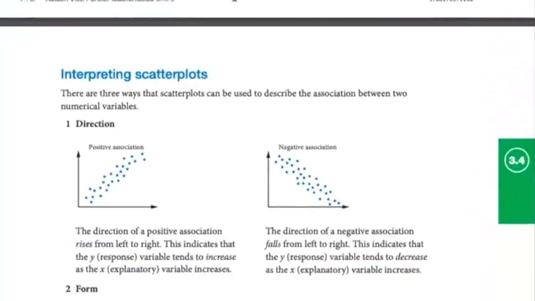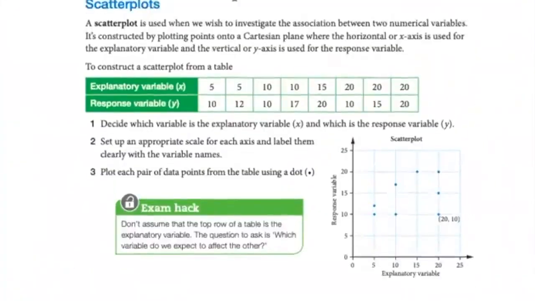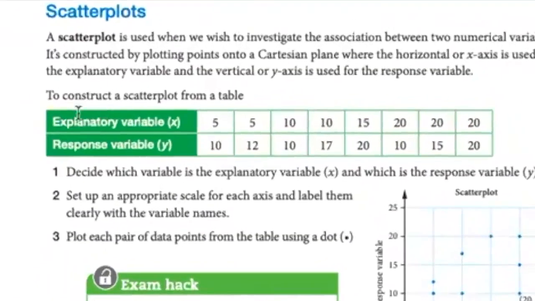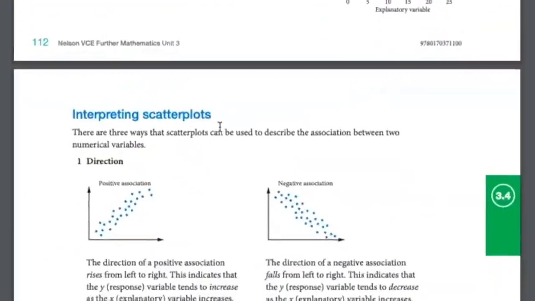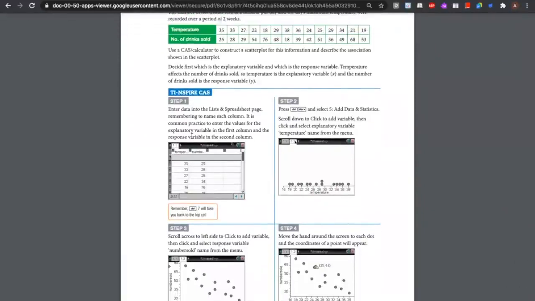So why do we use a scatter plot? We use a scatter plot to show the association between the two variables. If you remember, the explanatory variable is on the x-axis and the response variable is on the y-axis. And that is a scatter plot. There are steps in your book as well.